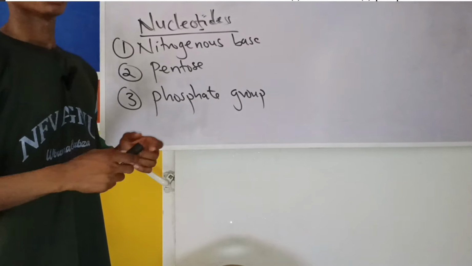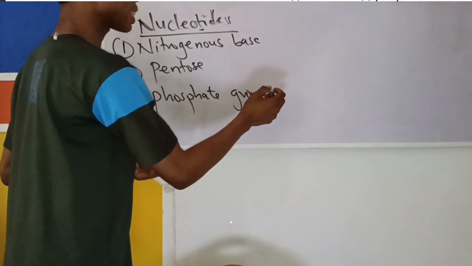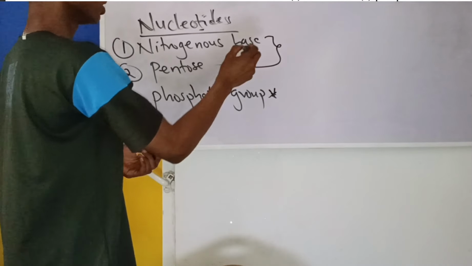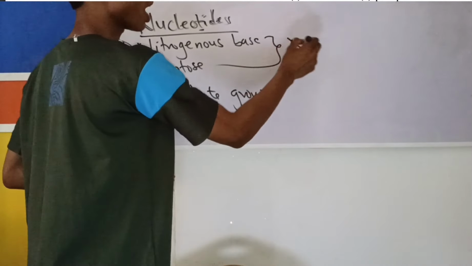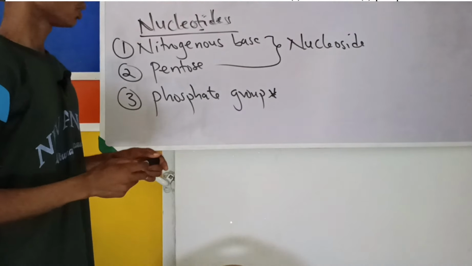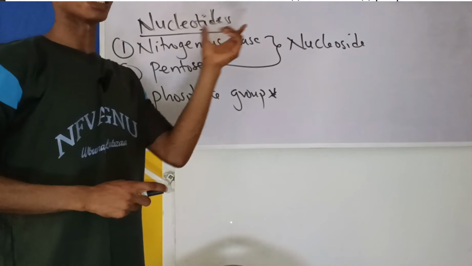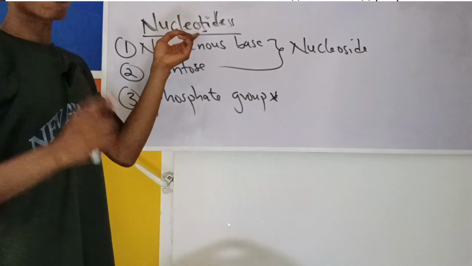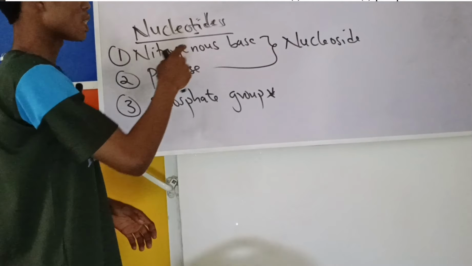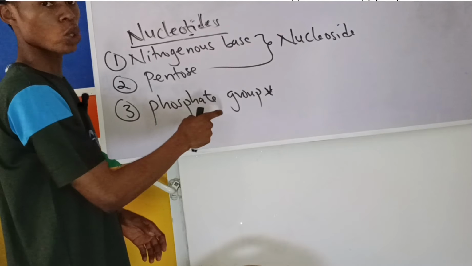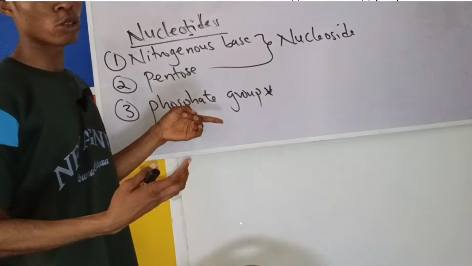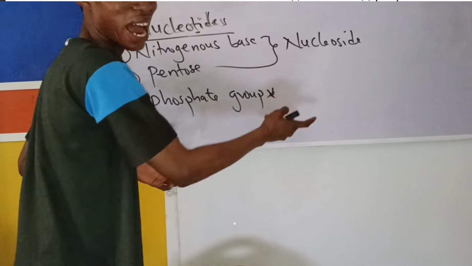Our nucleotide. Now, if you keep the phosphate group aside, meaning if you have only nitrogenous base and pentose sugar, what you now have is called a nucleoside. So, you see, the difference between a nucleotide and a nucleoside is nucleotide has a phosphate group, while nucleoside does not have a phosphate group. Now, nucleotides have nitrogenous base, pentose sugar, and what? Phosphate group. If you keep the phosphate group aside, what you now have is a what? Nucleoside.